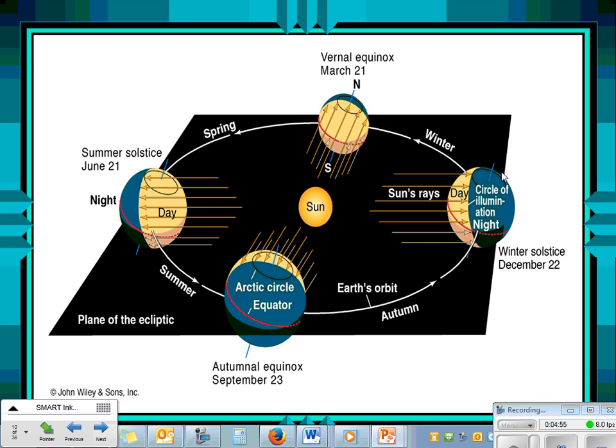And we know it's winter because the North Pole is in darkness. It's pointed away from the sun. The South Pole is pointed towards the sun, so that means that they would be having winter in the northern hemisphere. And all these titles are done by northern hemisphere. Don't ever try to think about it as the southern hemisphere.